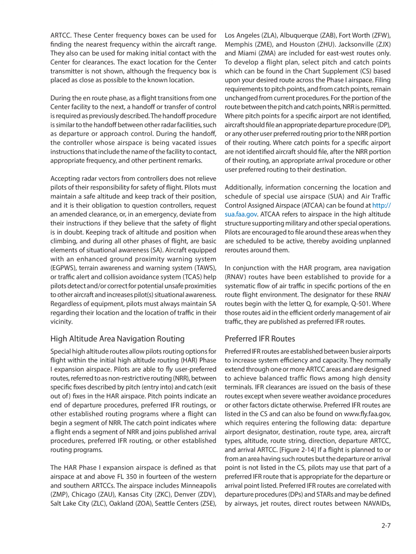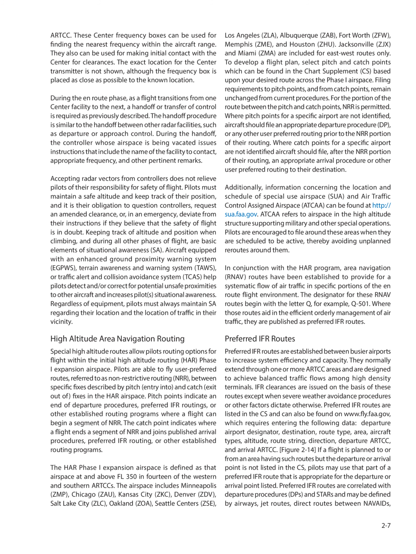The HAR phase I expansion airspace is defined as that airspace at and above FL 350 in the western and southern areas. The airspace includes Minneapolis, ZMP, Chicago, ZAU, Kansas City, ZKC, Denver, ZDV, Salt Lake City, ZLC, Oakland, ZOA, Seattle Centers, ZSE, Los Angeles, ZLA, Albuquerque, ZAB, Fort Worth, ZFW, Memphis, ZME, and Houston, ZHU. Jacksonville, ZJX, and Miami, ZMA, are included for east-west routes only.